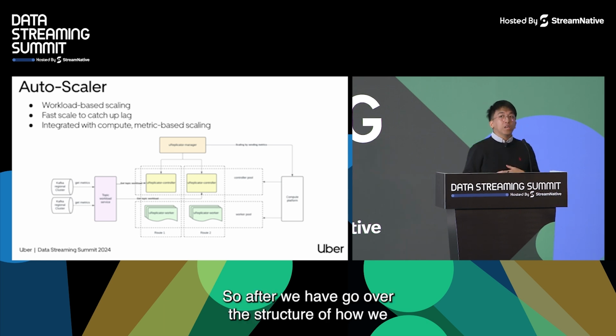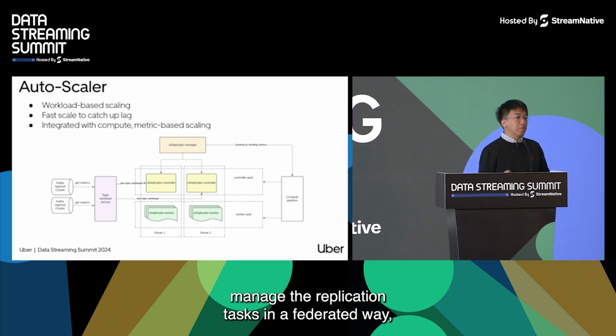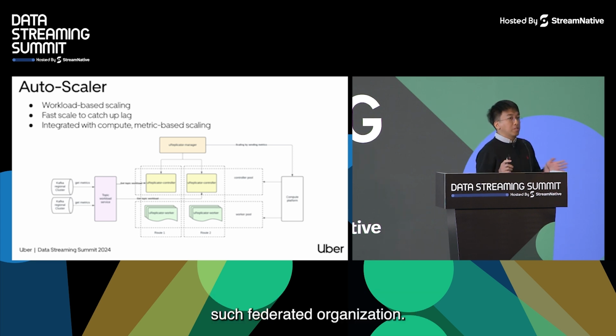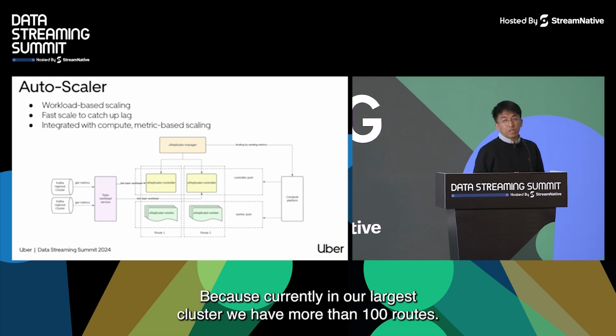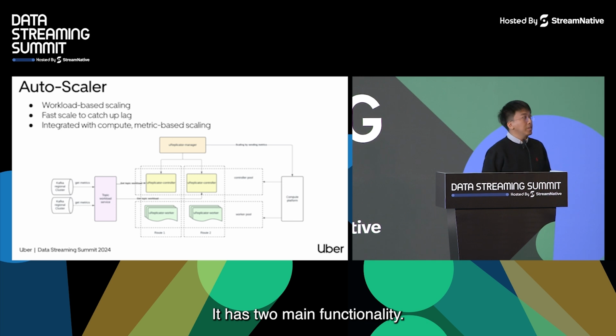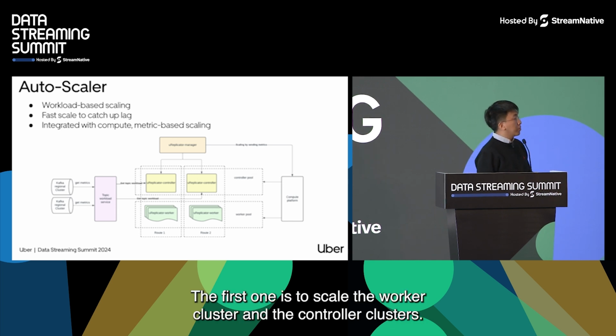So after we have gone over the structure of how we manage the replication task in a federated way, the next topic we can discuss is how we scale the cluster to support such a federated organization. Because currently in our largest cluster, we have more than 100 routes. The component functioning here is called the autoscaler. It has two main functionalities. The first one is to scale the worker cluster and the controller clusters.